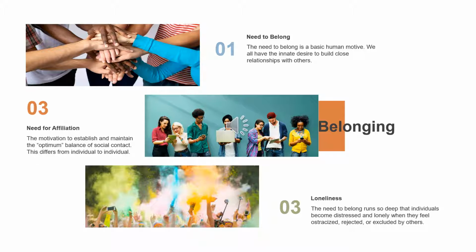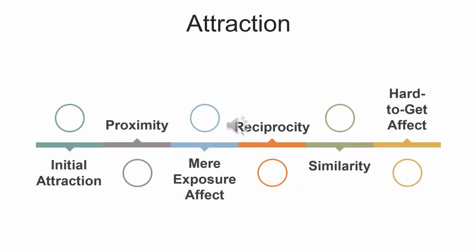Each person is motivated to find their optimum balance of social contact, which differs from person to person. As previously stated, when individuals are not connected with others, or they feel ostracized, rejected, or neglected by others, they experience social distress, which can lead to loneliness or the feeling of deprivation about social relations. The first step to forming a social relationship is affiliation. However, we are all drawn to certain people more than others, which is called attraction.